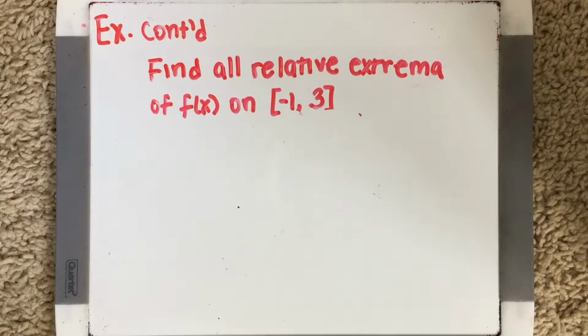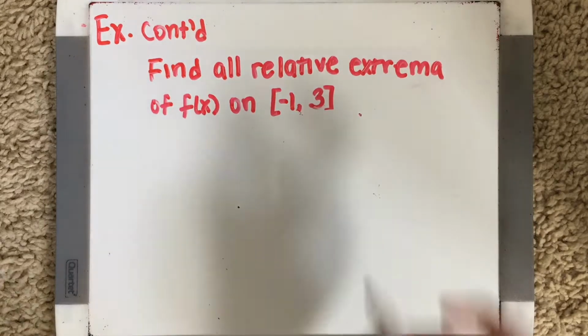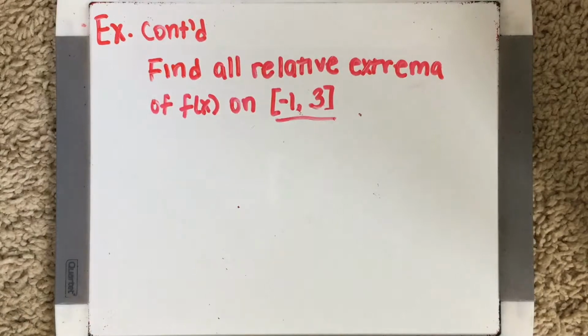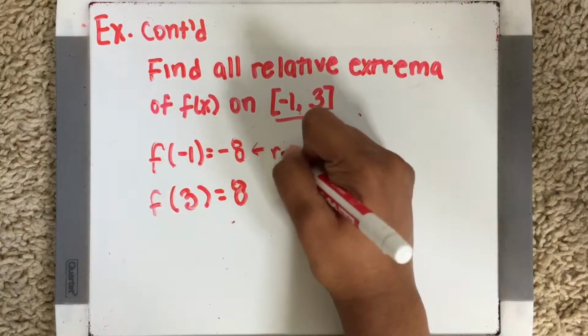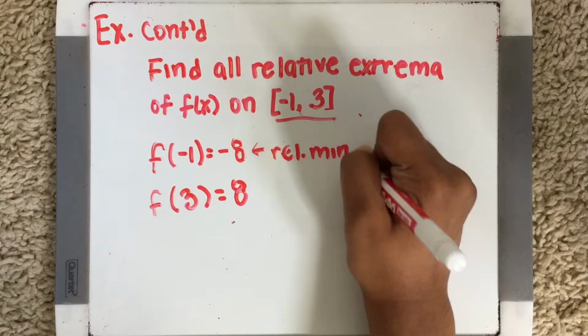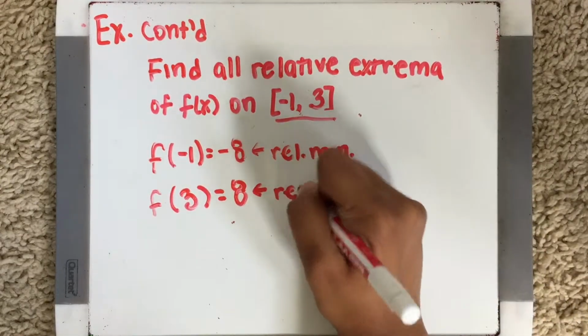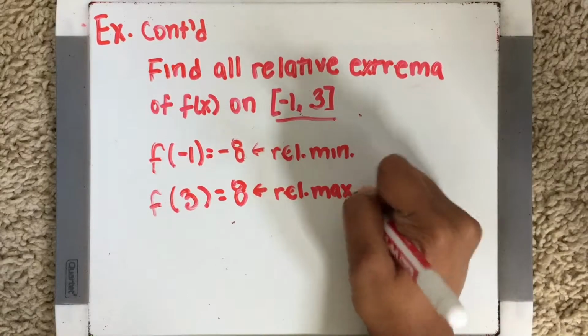Now, this problem isn't over yet. Remember that the bounds on this problem are inclusive, so we have to consider the endpoints as well. In this case, the endpoints are -1 and 3. We'll have to test -1 and 3 to determine which kind of extrema they are. We find that f of -1 equals -8 and that f of 3 equals 8. This tells us that f of -1 is a relative minimum and that f of 3 is a relative maximum.